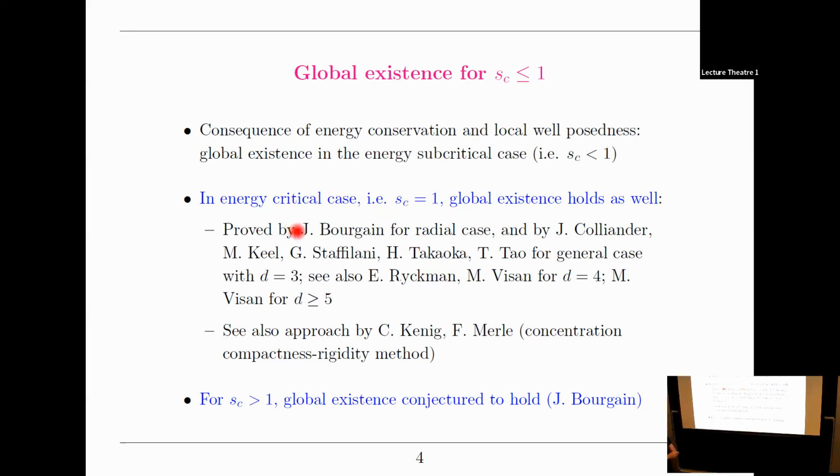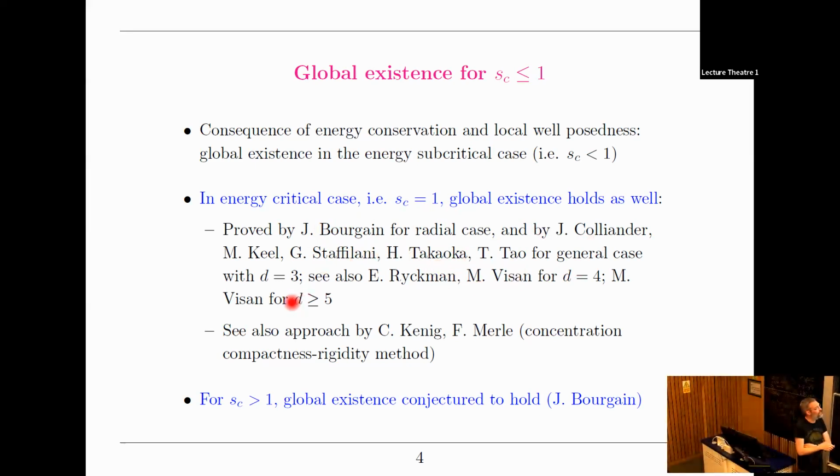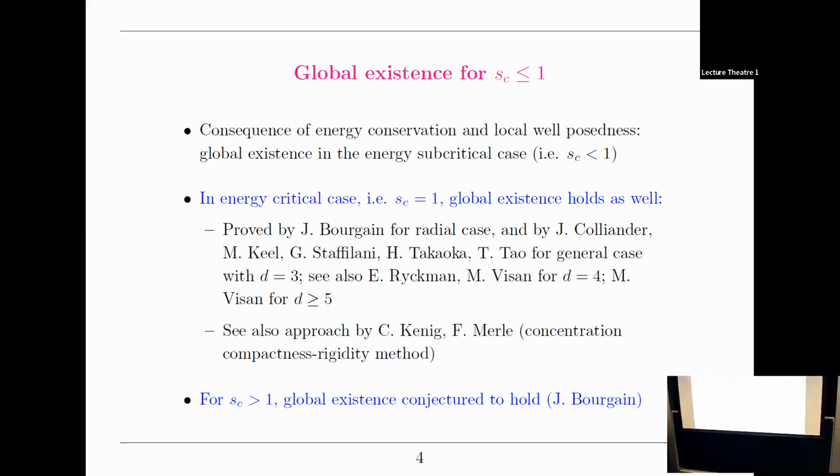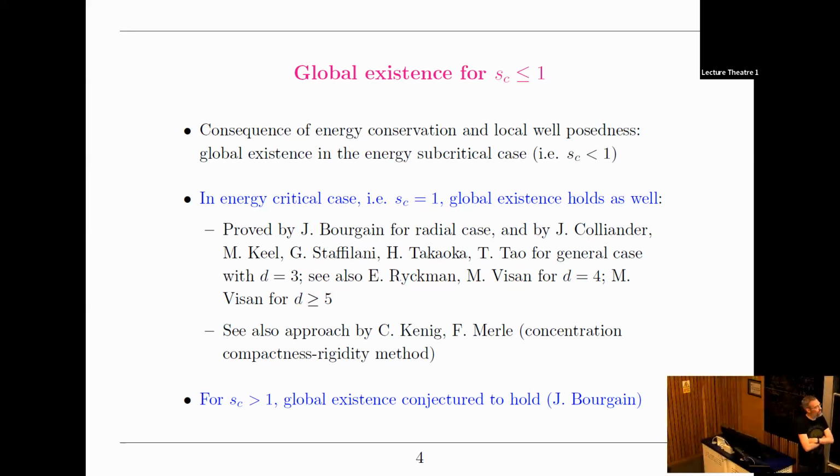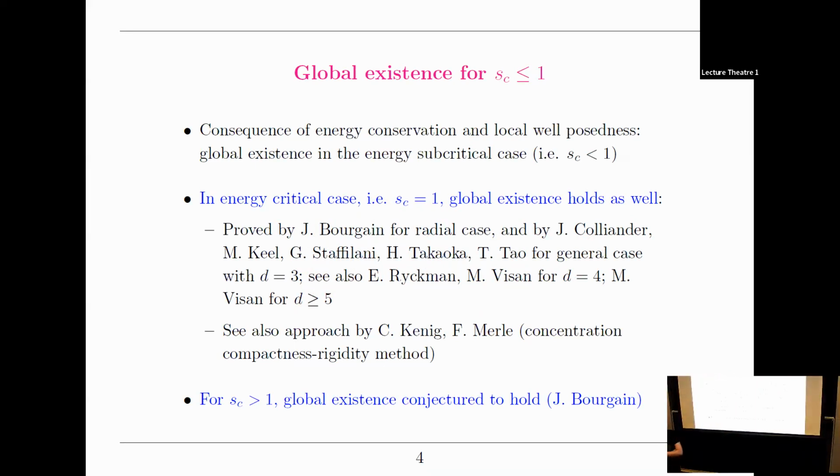It started earlier, but let's say the first breakthrough was by Bourgain in the radial case. Then you have the work of Colliander, Keel, Staffilani, Takaoka, and Tao for the general case in dimension 3. Finally, high dimensions were done by Ryckman and Visan in dimension 4, and Visan in dimension larger than or equal to 5. Let me also mention the alternate approach by Kenig and Merle, the concentration compactness rigidity method, that greatly simplified the proof.